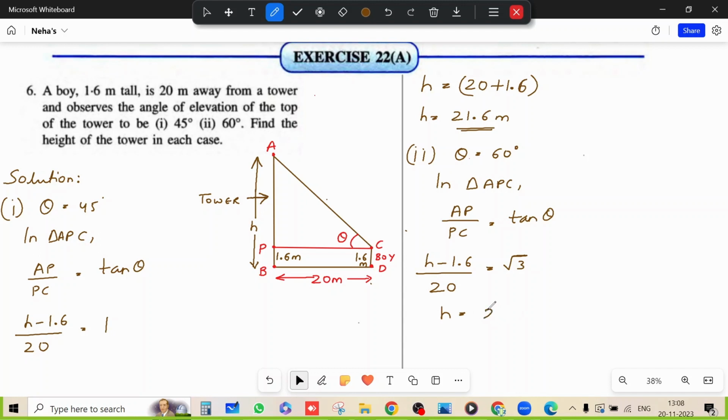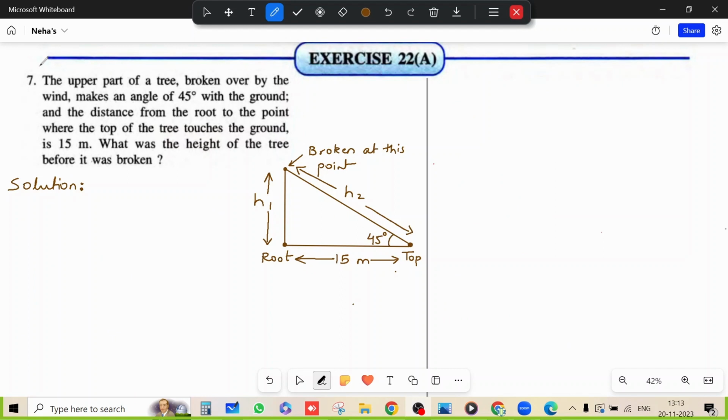So this becomes 20 root 3 plus 1.6. Now we know the value of root 3 is 1.732. So we will multiply 20 with that, and we will add 1.6 meters. So the final answer here will be equal to 36.24 meter. So the height of the tower in the second case will be equal to 36.24 meters.